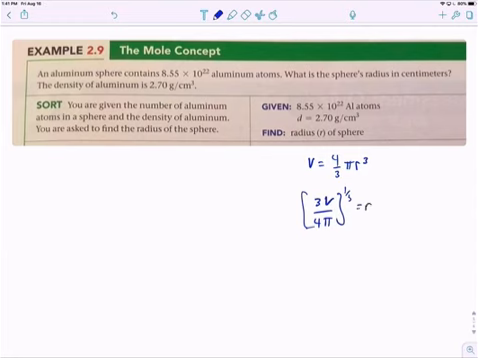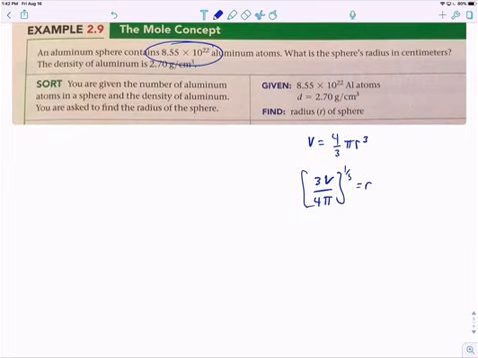So now we know how to solve for the radius. Now we need the volume. So where are we in the volume? Well, we have the number of atoms here, and we're given the density. So from the atoms, we can figure out the moles. From the moles, we can figure out the mass. From the mass, we can get the volume. And then we plug it in. So let's do this then.